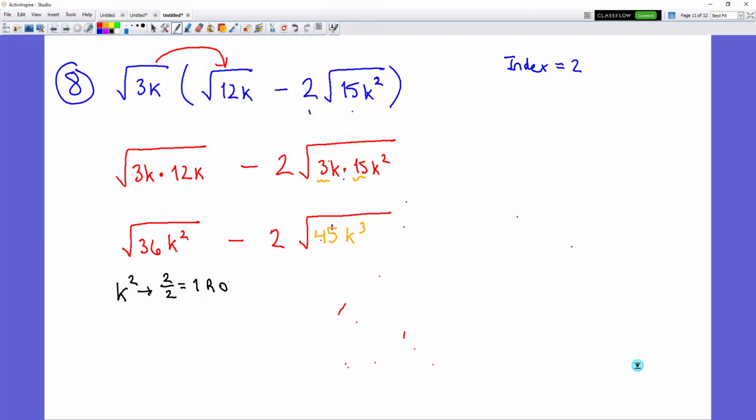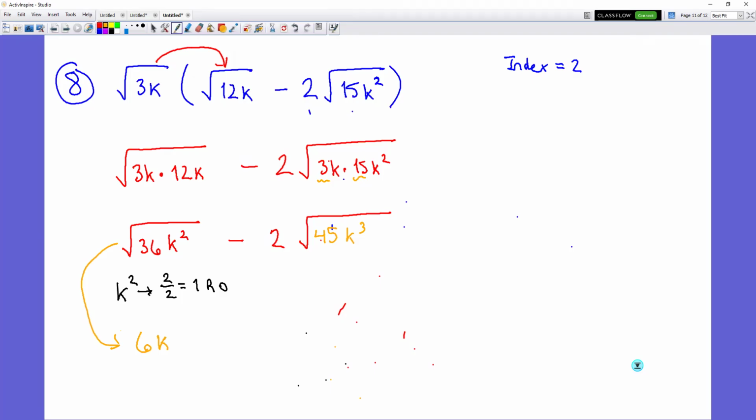Therefore, we're going to write this as the following. We're just going to take the square root of 36. Square root of 36, of course, is just 6. So this will just become 6. And then 1 remainder of 0 is k. And then there's nothing to write because square root of 36 was easily square rooted. Okay, it's a perfect square root. 36 perfect square root. So right now, the square root of 36k squared becomes 6k. Okay, that's what it becomes.